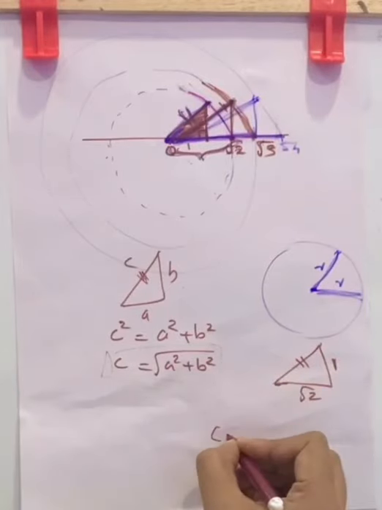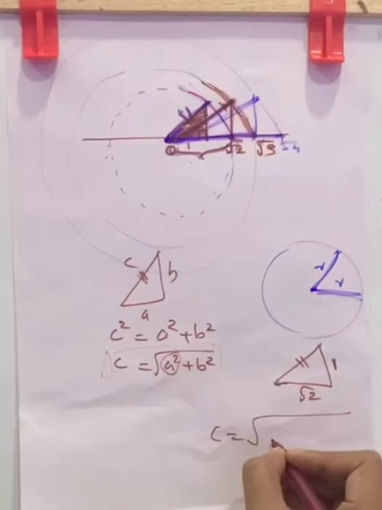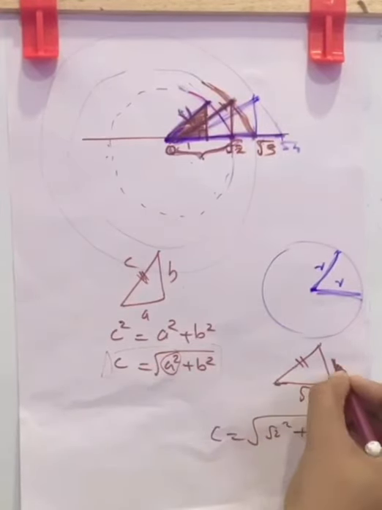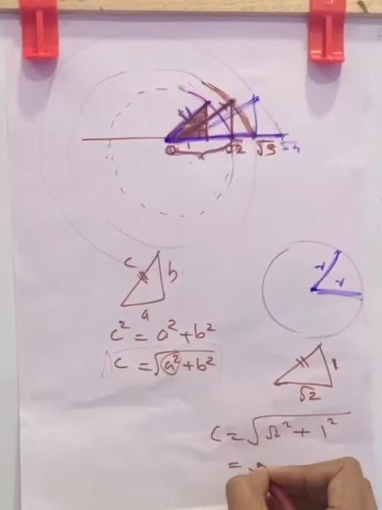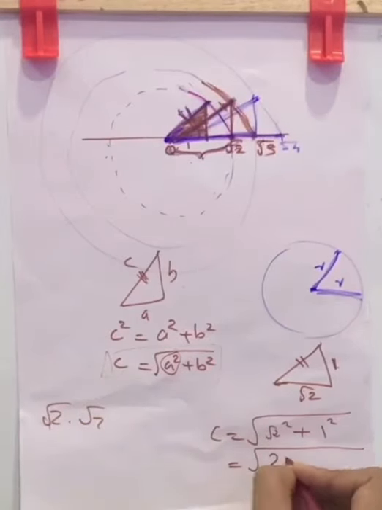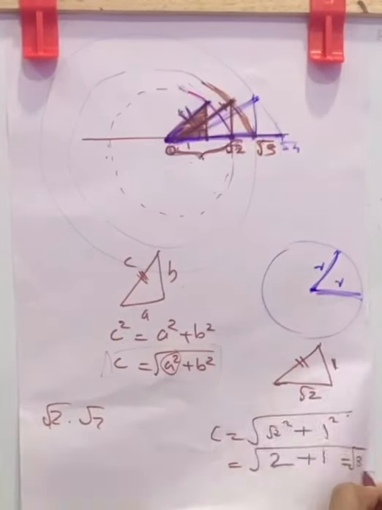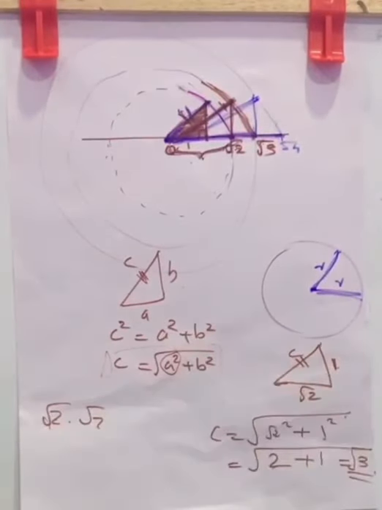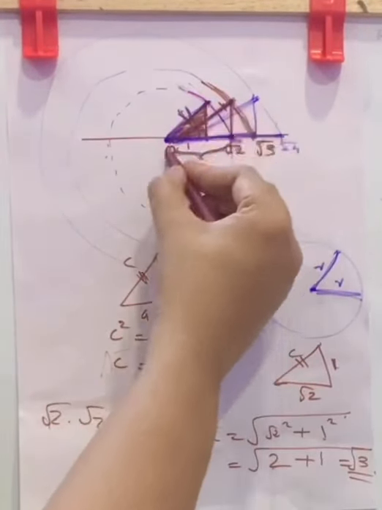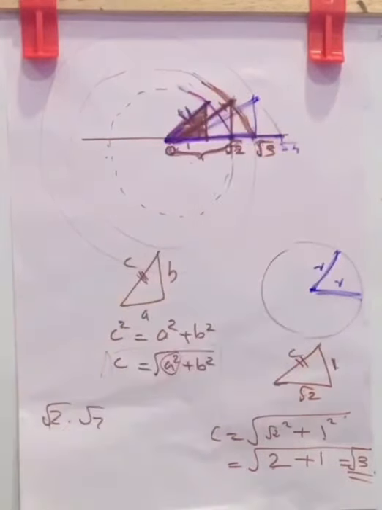C is equal to root of a square, that is root 2 square plus 1 square, which is equal to root of root 2 into root 2. Root 2 into root 2 is 2. Plus 1 square is 1, which is equal to root of 3. That is this C. Here we got C as root 3. And the arc drawn from here will give root 3.